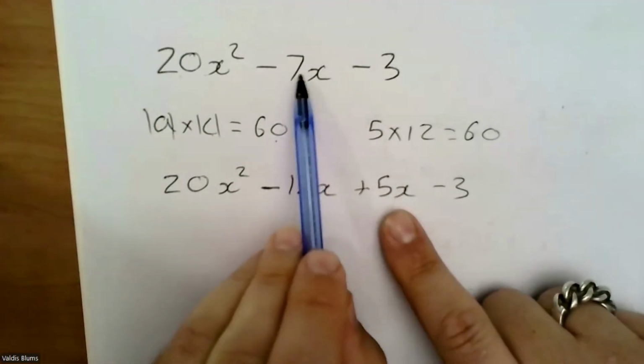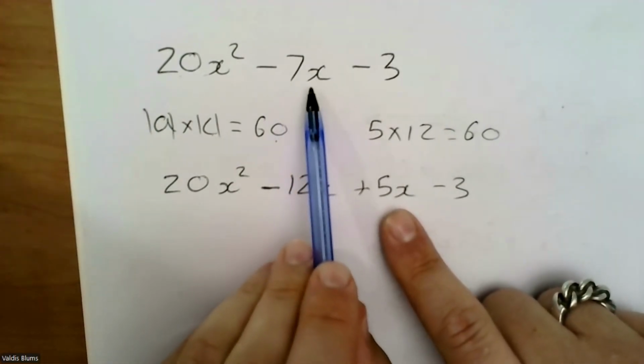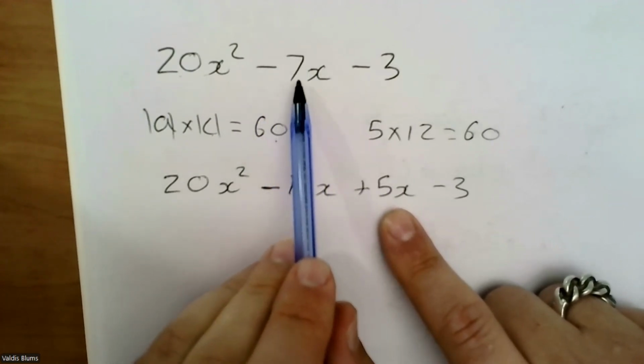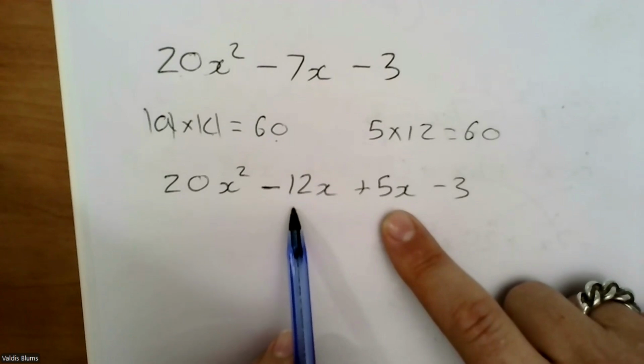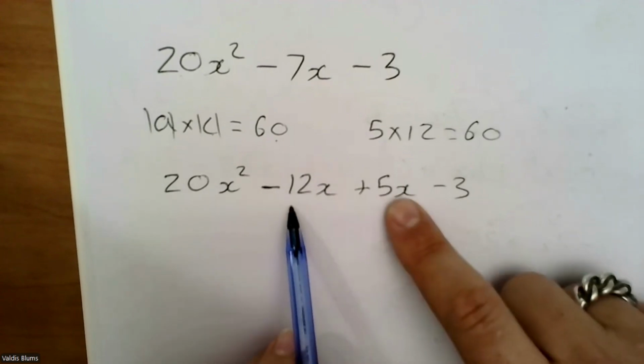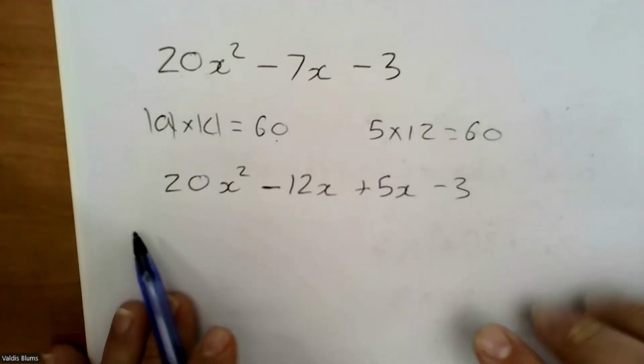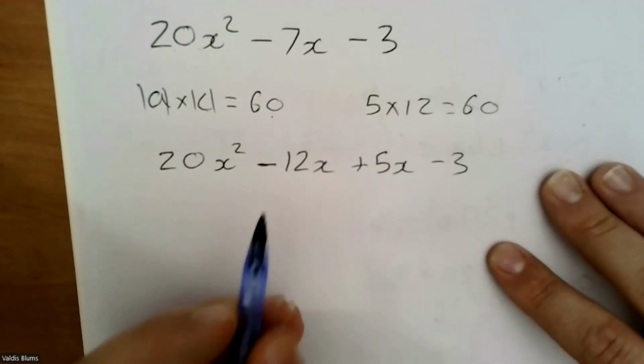So because it's a 7x in the middle term, I don't want to change the value. I just want to change the representation. So minus 12x plus 5x is -7x. So I haven't changed its value, just its representation.